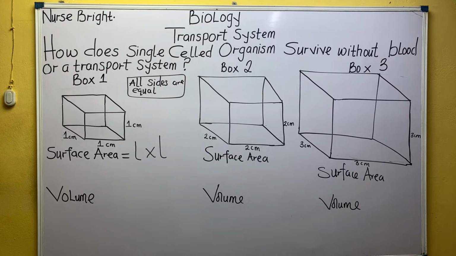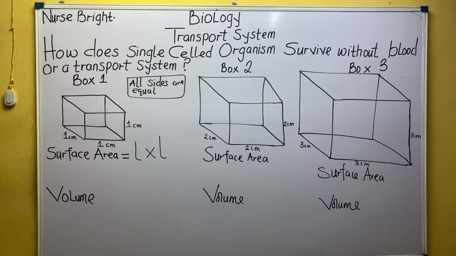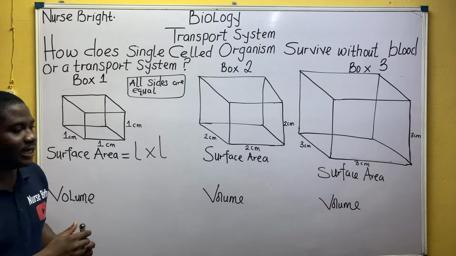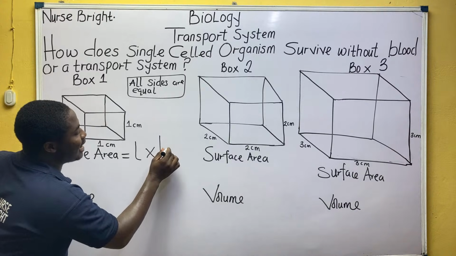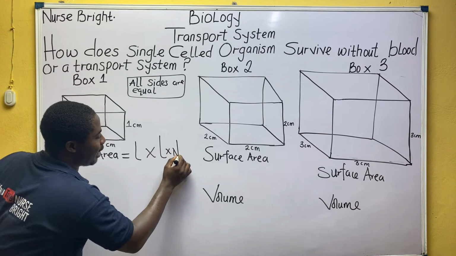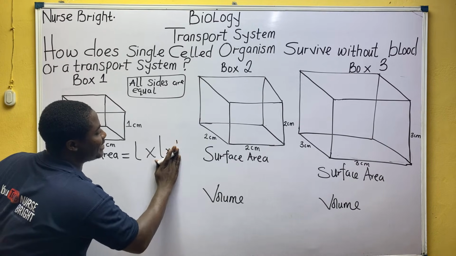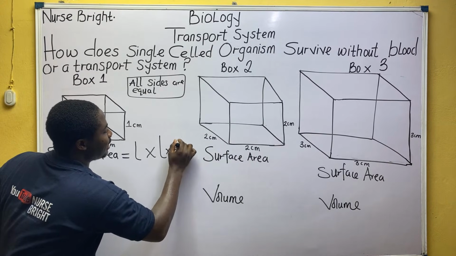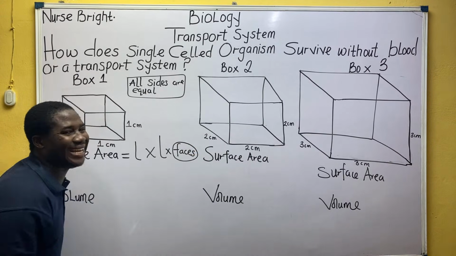We want to prove to you guys the statement I made, that the reason why small organisms can survive is that they have a larger surface area to volume ratio. Just pay attention, guys. Those things are easy; they're not hard. But we are not done for surface area. After I say length times length, you now times it by the number of faces, the number of faces that particular square has.